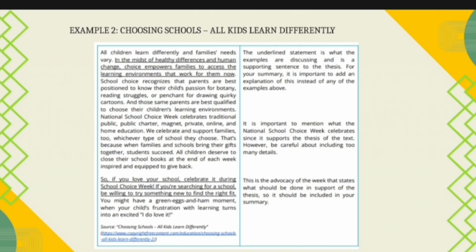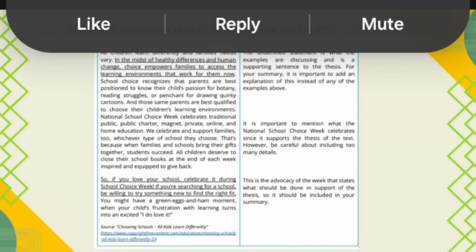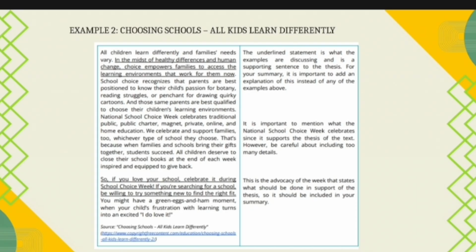National School Choice Week celebrates traditional public, charter, magnet, private, online, and home education. We celebrate and support families too, whichever type of school they choose. That's because when families and schools bring their gifts together, students succeed. All children deserve to close their school books at the end of each week inspired and equipped to give back.